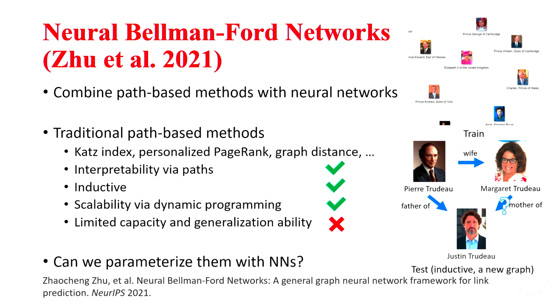These path-based methods have various benefits. They're often interpretable because we have an actual path, which can represent the reasoning path, and so can be verified. They're inductive. They don't have a representation of the entities that ties them to this particular knowledge graph. They can just be reused on any particular graph. And if you're clever about it, you can make them scalable with dynamic programming. The problem is that they have very limited capacity, so they're not really learning much, and thus the generalization ability is poor. They might work on one graph, but it's unlikely that they'll work on another graph. So the question is, can I parameterize these with neural networks?